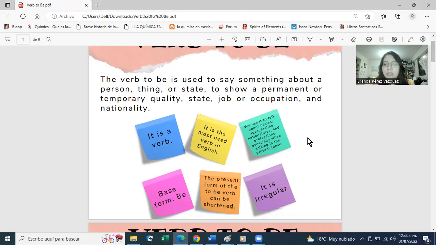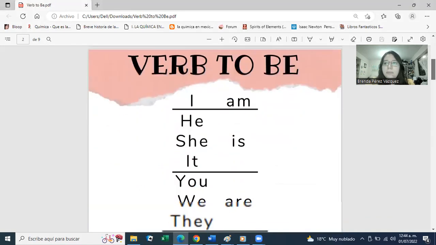The base form of the verb to be is be. Y the present form of the verb can be shortened. Ahorita veremos eso más adelante. Y it is irregular, sorry. O sea, sé que va a cambiar. En inglés tenemos casi siempre solo una conjugación. A lo mucho le agregaremos algo más. Pero con el verb to be tiene 3 conjugaciones. Vamos a ver cuáles son.